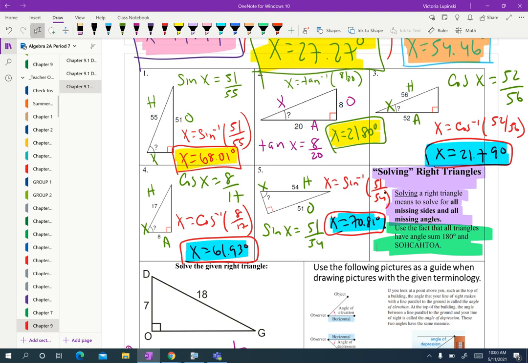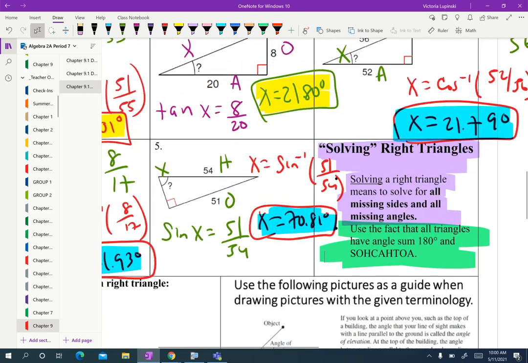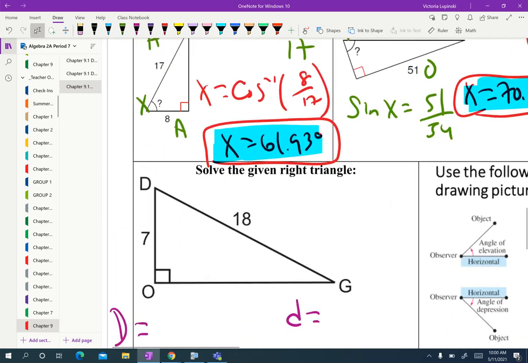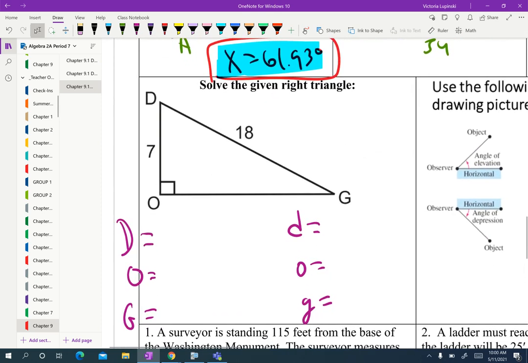Then after you have mastered solving for a single side or a single angle, you might be asked to solve a right triangle. So whenever you see the word solve, it means you have to find all the missing sides and all the missing angles. So really not harder than anything we've done so far, just a little bit longer. In order to do so, you're going to use the fact that all the angles in a triangle have to add up to be 180 and SOHCAHTOA. So take a look here at the next problem. You are being asked to solve the right triangle. If you're being asked to solve, it means all the sides and all the angles.